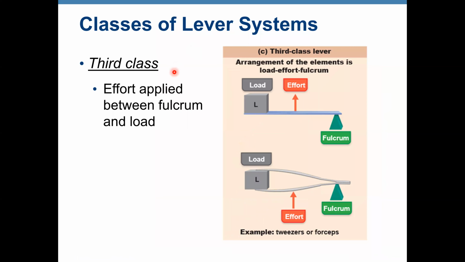And third class, when we have the fulcrum, and now we have effort between load and fulcrum. So effort is in the middle. So the effort arm is always shorter than the load arm. So this third class represents a mechanical disadvantage, but it gives you good speed of movement.